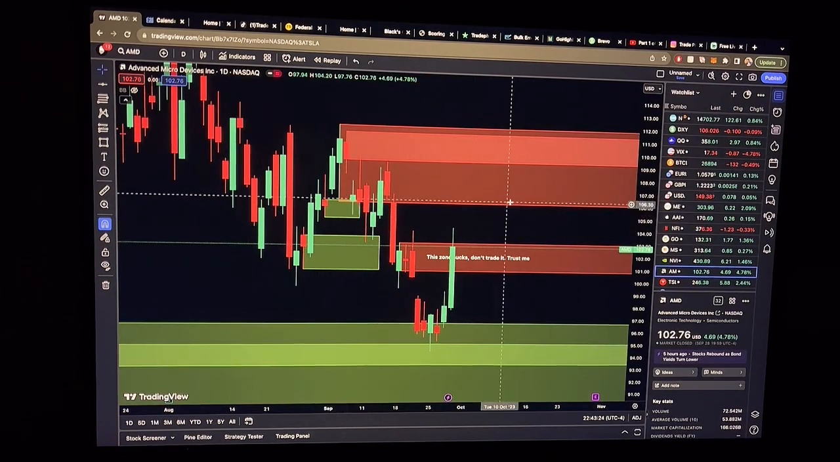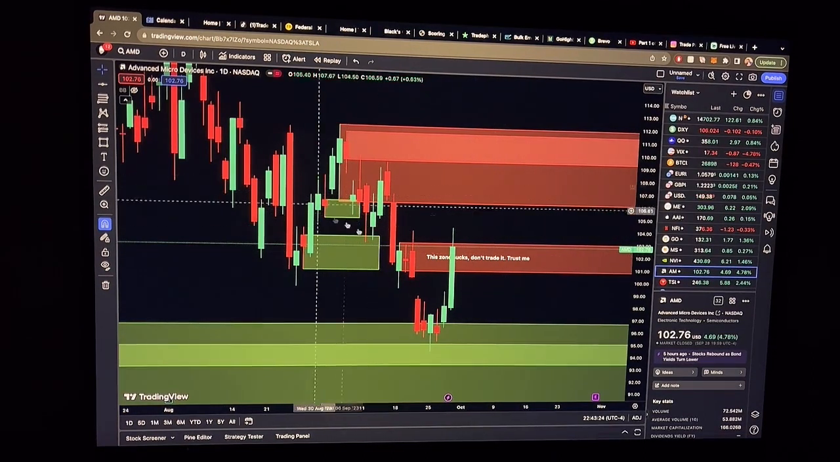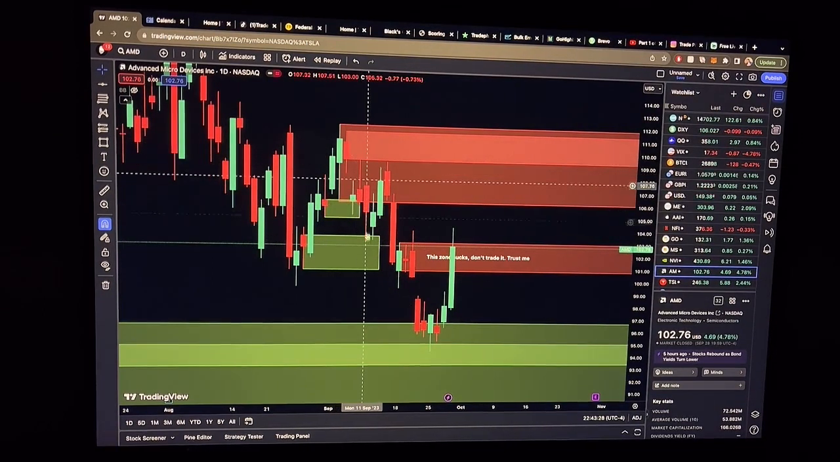I don't normally draw all the zones in for you guys because it becomes a little overwhelming to see all this stuff on the charts. But it's cool when you understand what's driving the price movement.